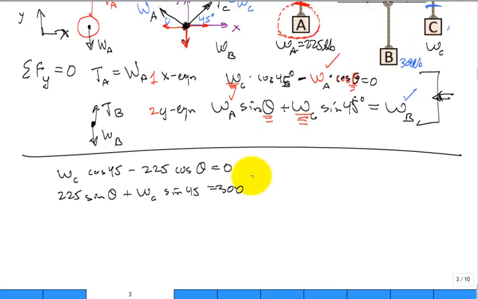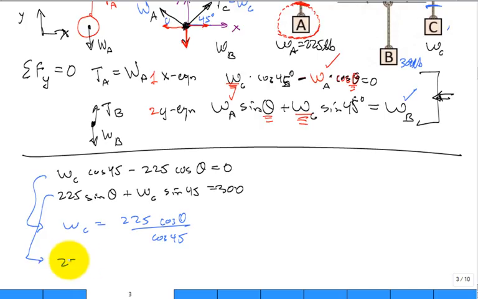Usually we try to manipulate one of the equations to isolate and eliminate to get one equation with one unknown. So for the first equation, maybe I'll say WC is equal to 225 cosine of theta divided by the cosine of 45. Did I do the math okay? Now I substitute that into the second equation. So we have 225 times the sine of theta plus, that's where we substitute the WC, 225 cosine of theta, sine of 45 divided by the cosine of 45, and all that's equal to 300. Do we see how we substituted?